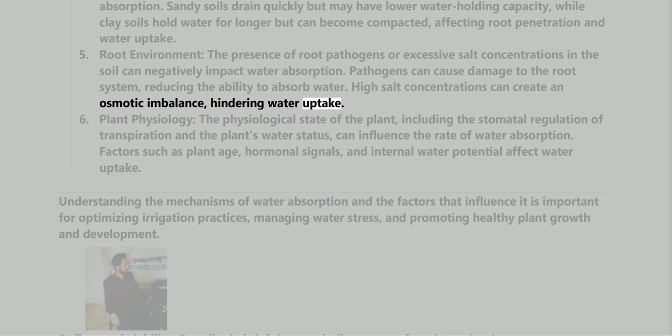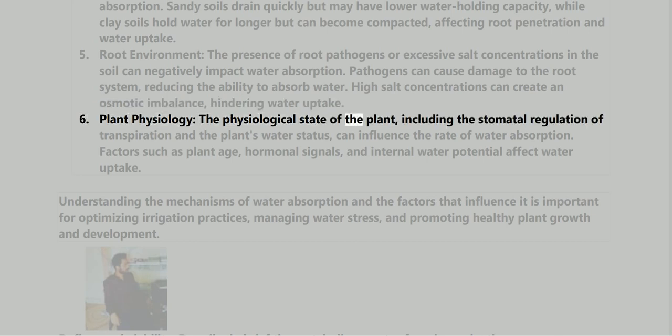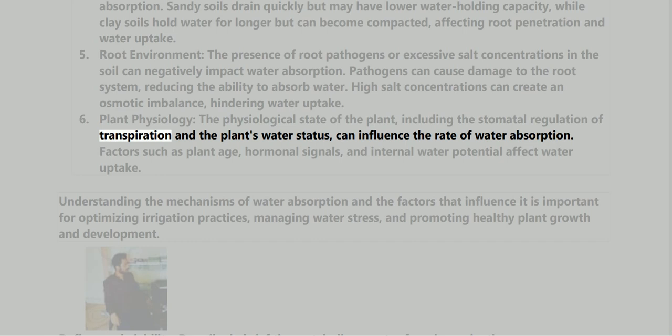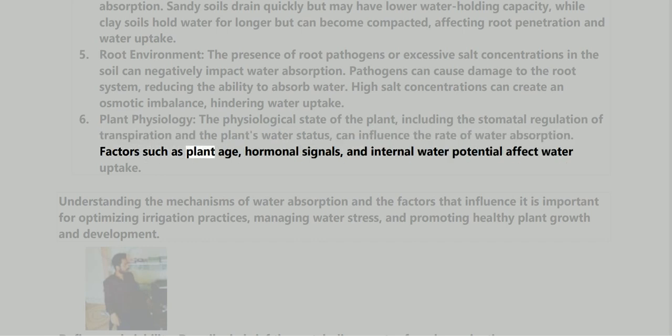6. Plant physiology. The physiological state of the plant, including the stomatal regulation of transpiration and the plant's water status, can influence the rate of water absorption. Factors such as plant age, hormonal signals, and internal water potential affect water uptake.